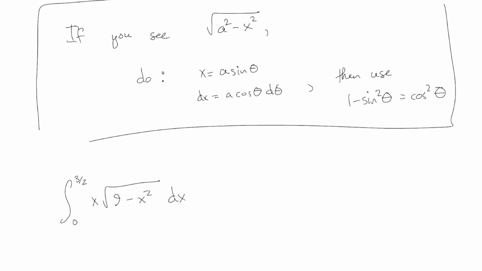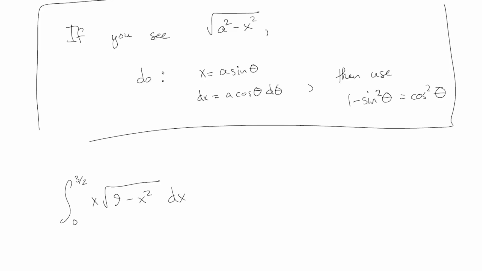So this does fall into this category that you see up there. If you see square root of a squared minus x squared, I do see that, where in this case the a would be 3, because I see 9 minus x squared there. All right. And so we are going to do the substitution as described up there.